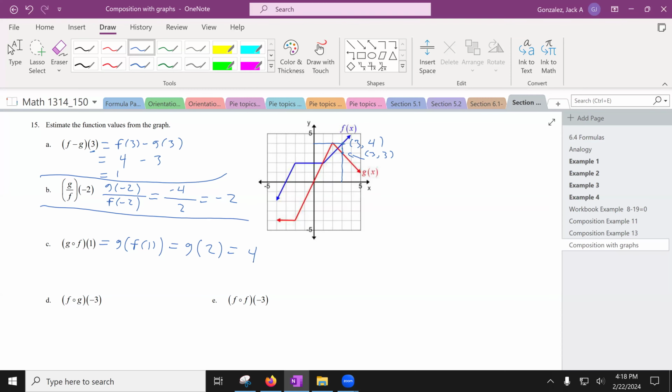We don't have the equations anymore, we just have the graphs, but it's the same thing. It's the visual version instead of the analytical. Are there any questions on C?